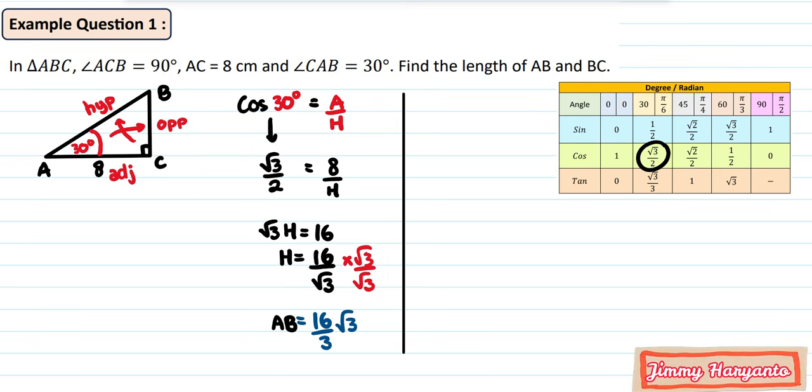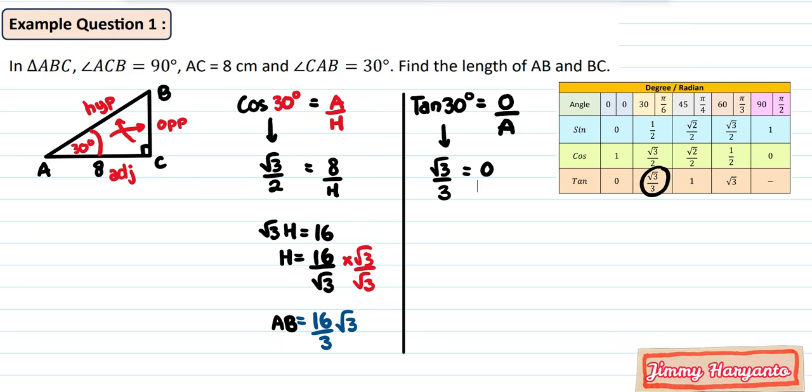And then for the length of BC, you can use Pythagoras, or you can use tangent if you want. Tangent 30 degrees. Why do I pick tangent? Because we need to find the opposite, and we do know the adjacent. From the table, you can see that tangent 30 is square root of 3 over 3. The opposite we don't know yet, but we can say it's BC over the adjacent, 8. Then we cross multiply, we have 3 BC equals 8 square root of 3. That means BC equals 8 square root of 3 over 3. Okay, that's how you do it.